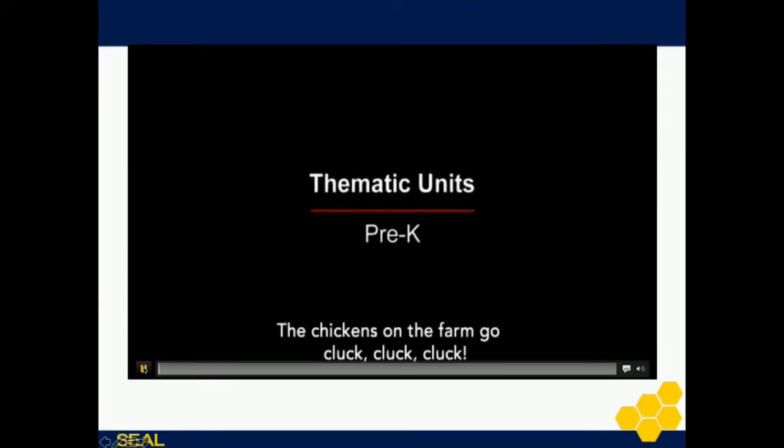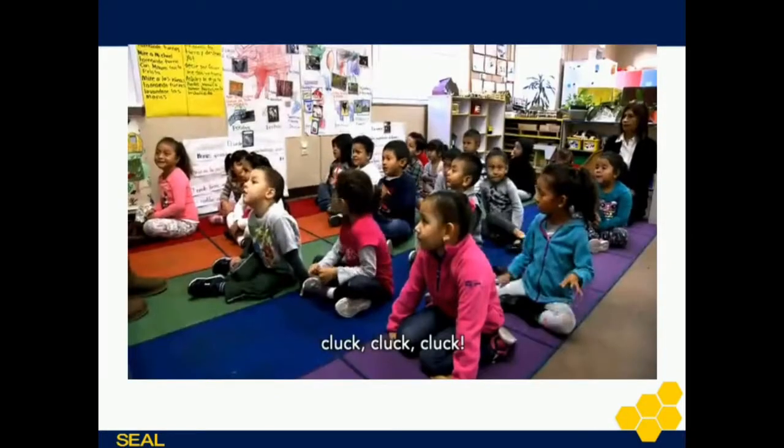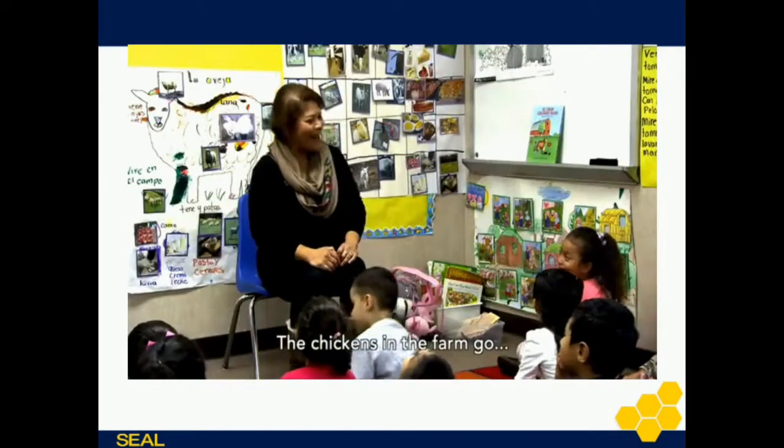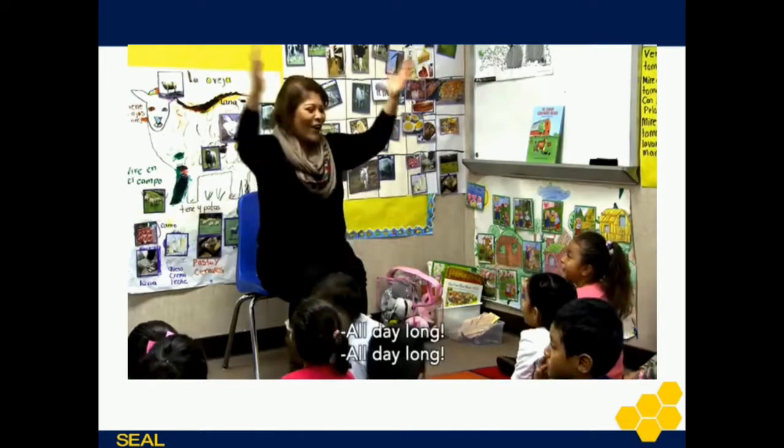Los pollitos en la granja hacen pío, pío, pío, todo el día.